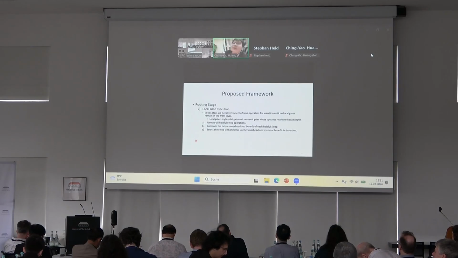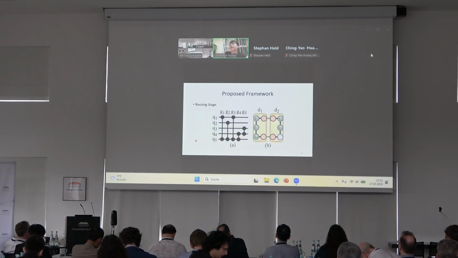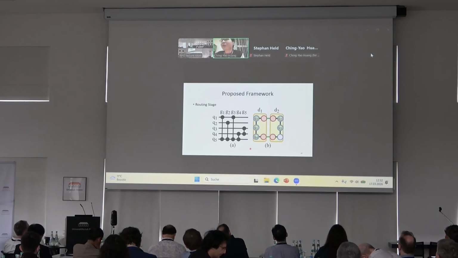Here, I provide an example to illustrate one iteration of the routing stage. Consider a logical circuit as shown in Figure A, and a mapping as shown in Figure B. In Teledata and Telegate insertion, we move Q1 from QPU1 to QPU2 by first swapping the mappings of Q1 and Q3, and then performing a Teledata operation.